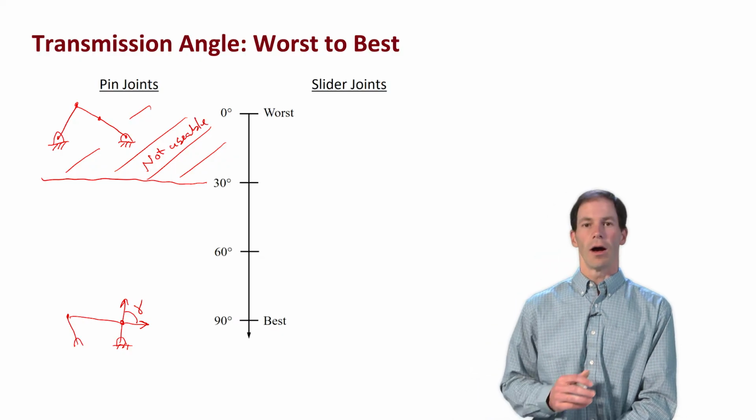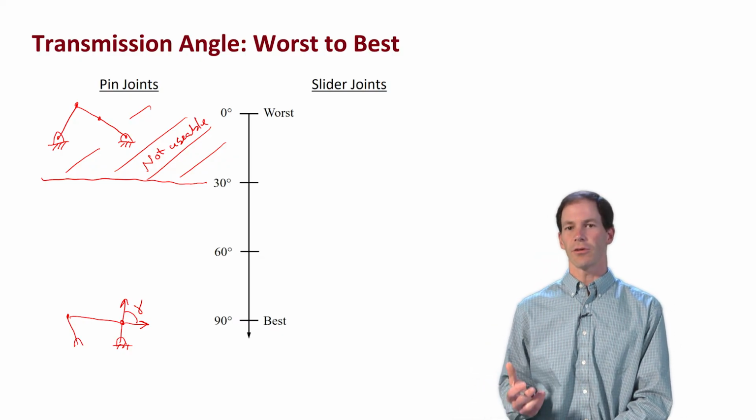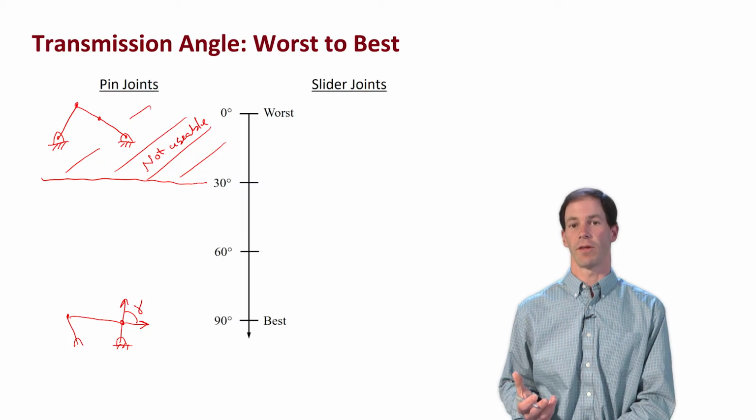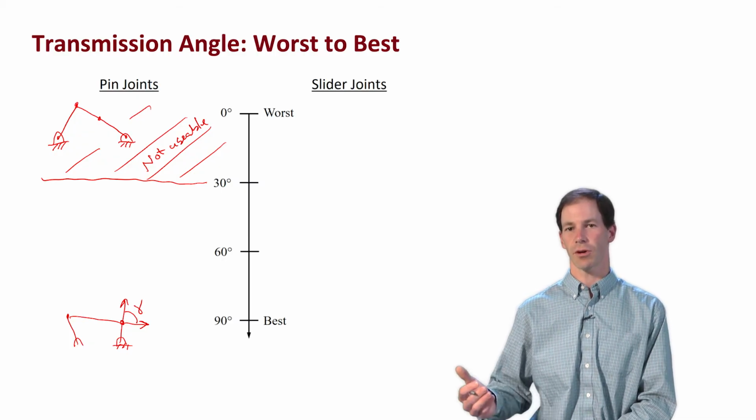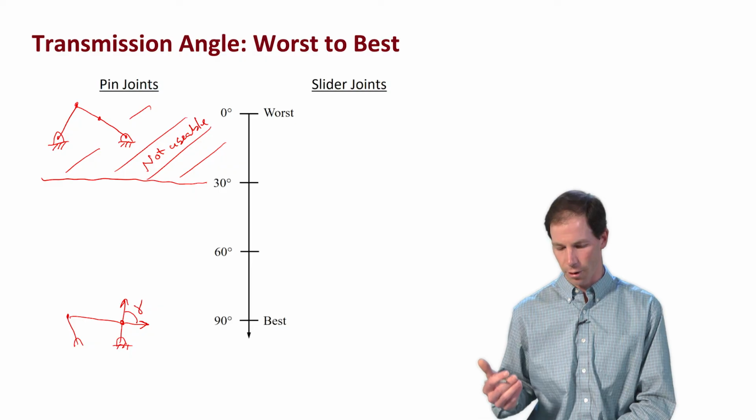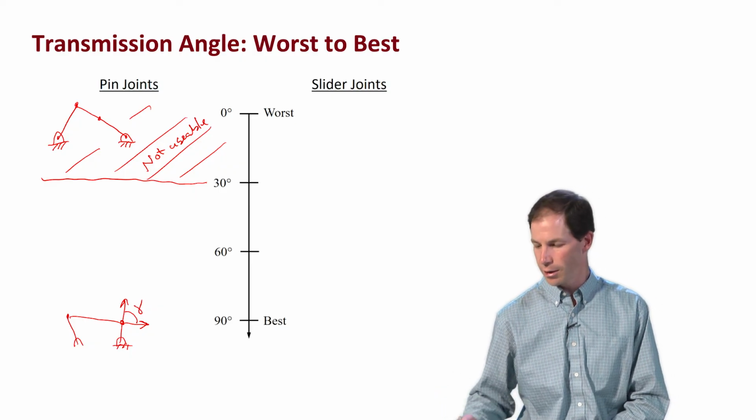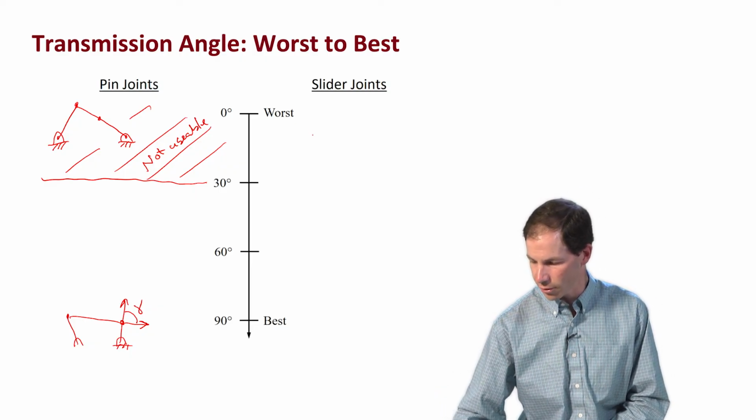Now, how about slider joints? Well, slider joints typically have a little bit more friction than a pin joint. So we have to restrict this operating range a little bit more. Let me first of all start off with what a transmission angle looks like for a slider.